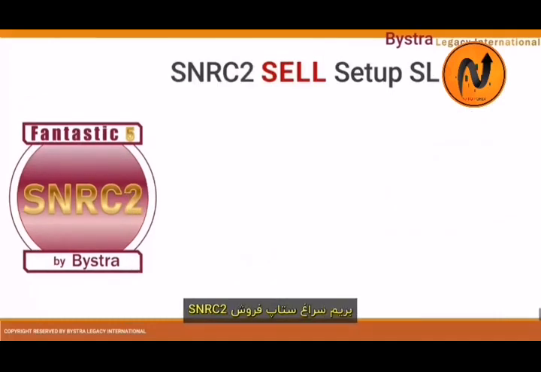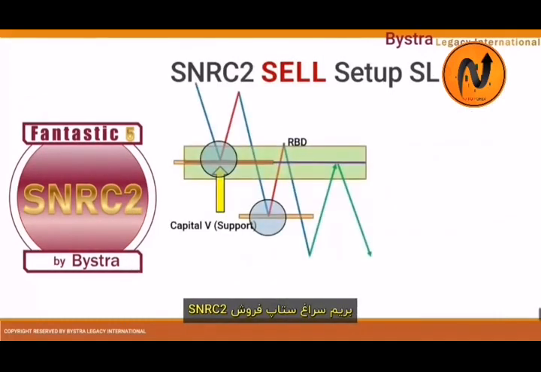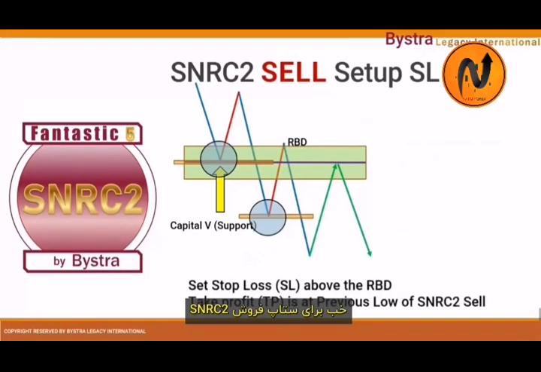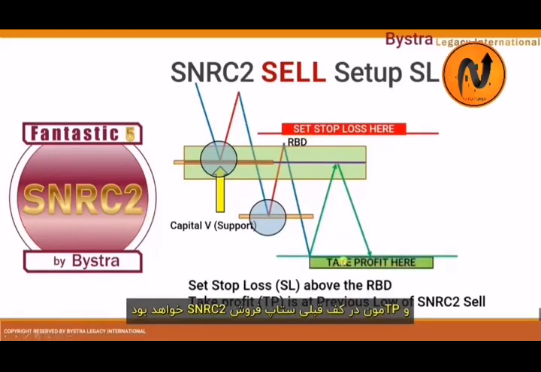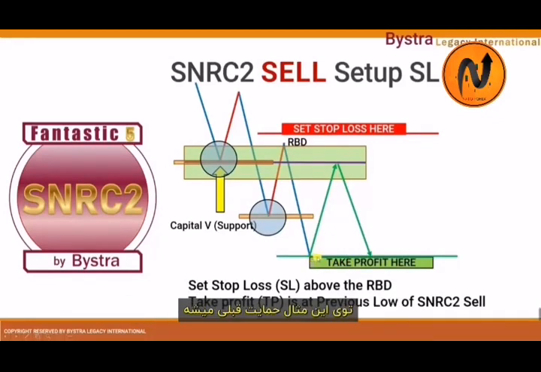Let's go to the SNRC2 sell. For the SNRC2 sell, for the SL, we need to put it above the rally base drop. So we need to put it 5 pips above the rally base drop. And our take profit would be the previous low of the SNRC2 sell, which in this case is the previous support.